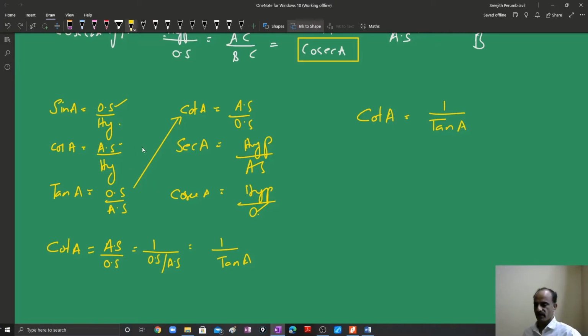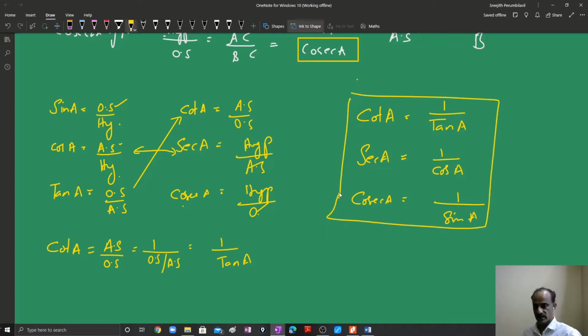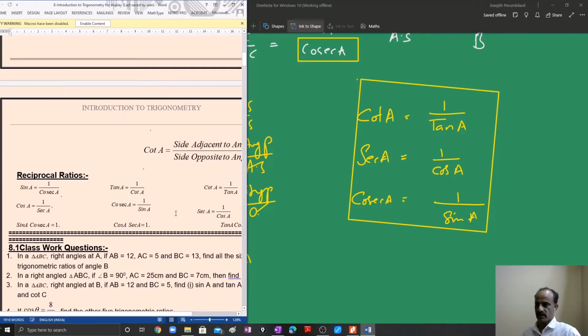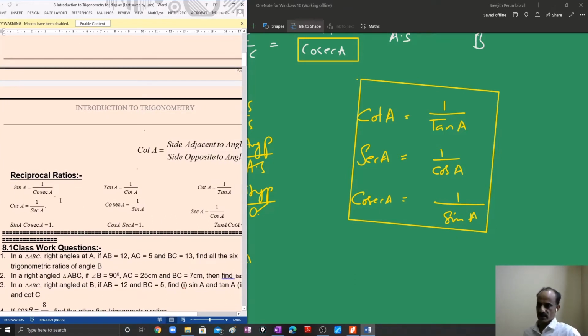Similarly, for these two, hypotenuse and adjacent side, sec A is 1 by cos A. And the last, cosecant of A is equal to 1 by sin A. These are the interrelationships between the trigonometric ratios, the reciprocal ratios. Sin A is equal to 1 by cosec A. Tan A is equal to 1 by cot A, and cot A is equal to 1 by tan A.